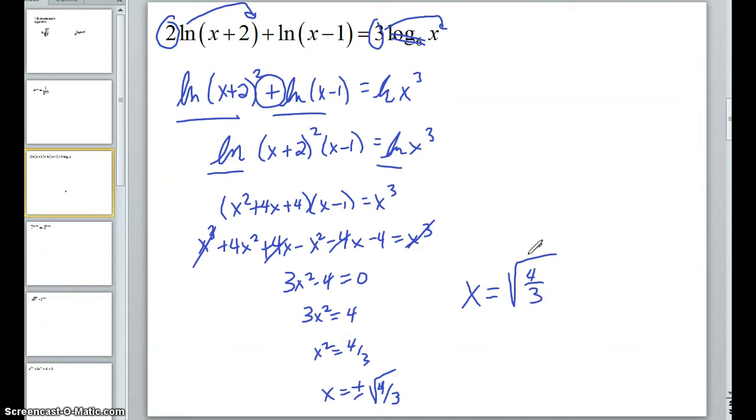For those of you that don't like things like that and you want to have it a little more simplified, x is 2 over root 3, which is 2 root 3 over 3 for those that want to make sure it's all simplified out. This is going to be your answer. Okay, so next one.